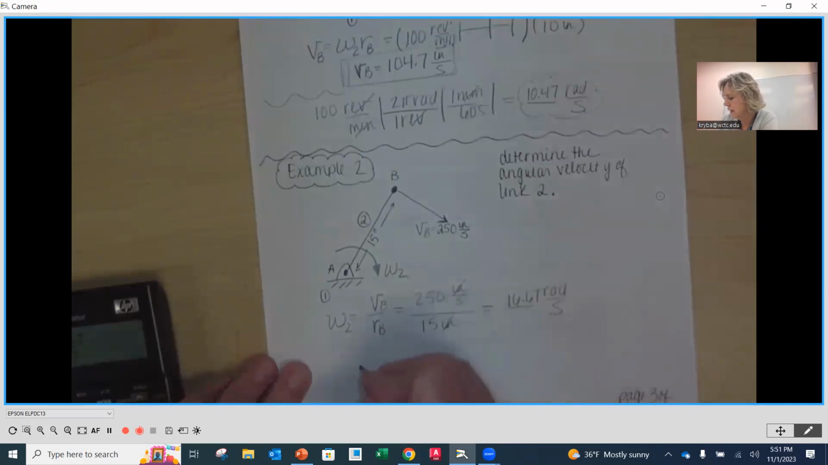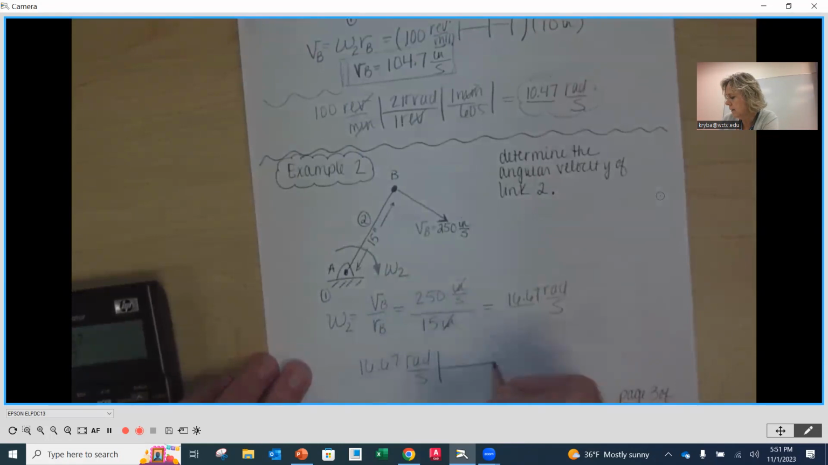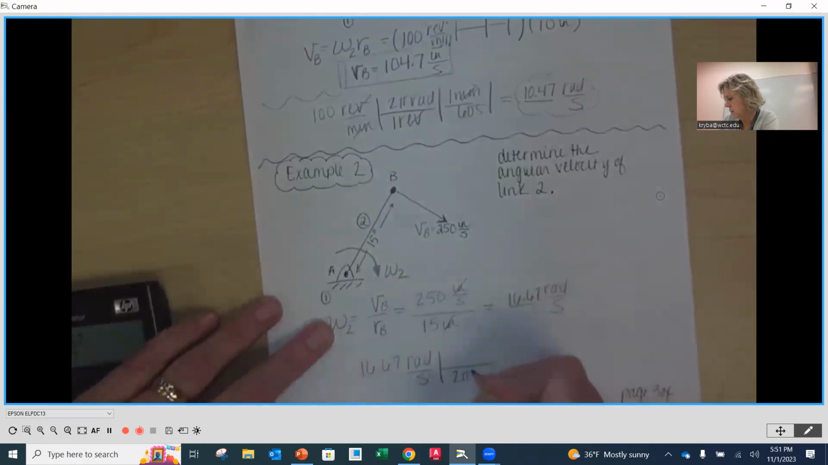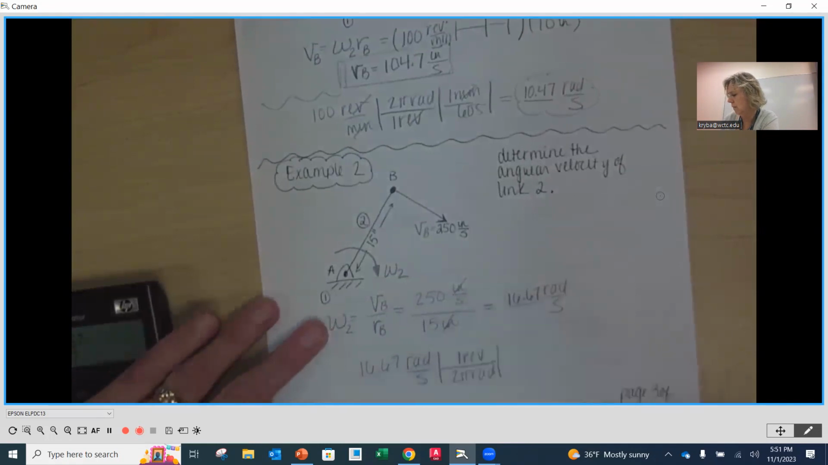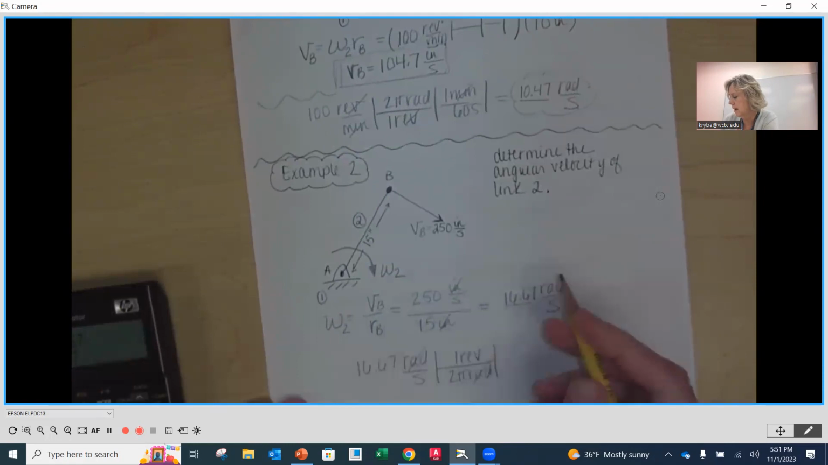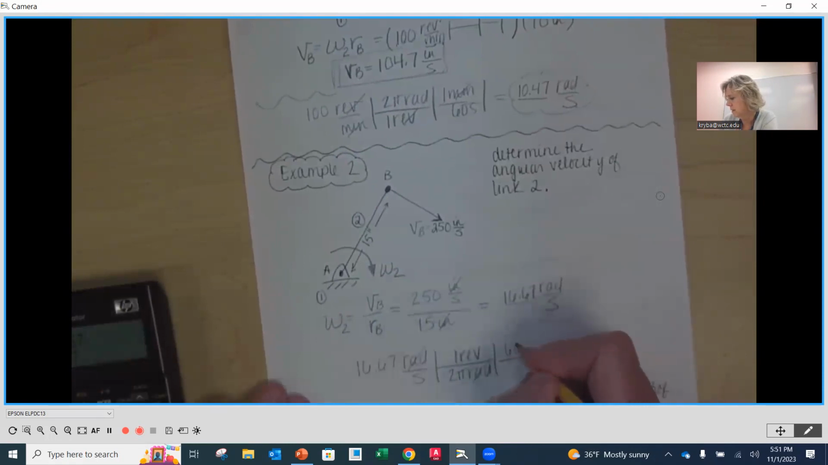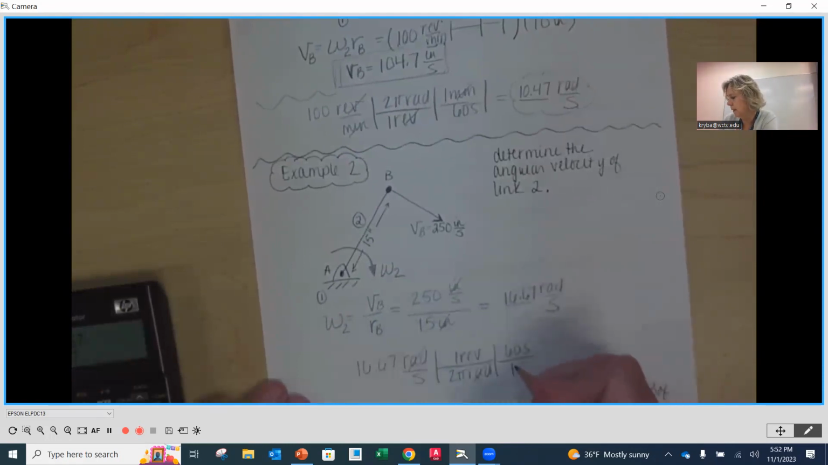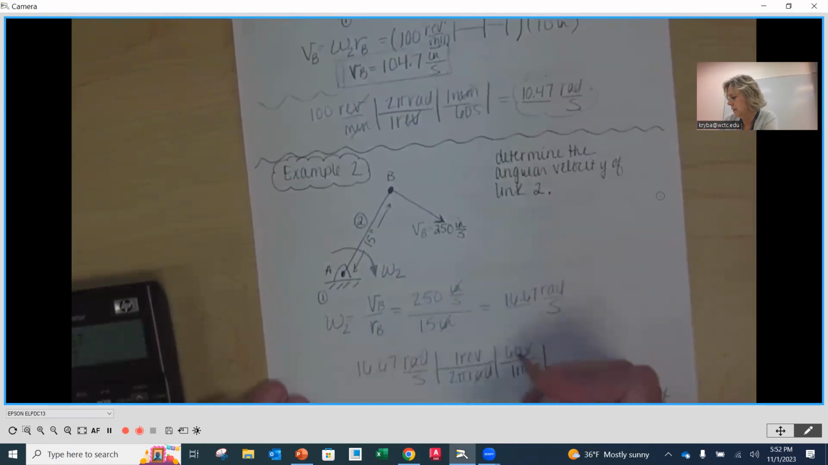So we're going to take that 16.67 radians per second, and then we're going to convert it. 2 pi radians, 1 revolution. Radians on the bottom this time, revolutions on top. And then we know that 60 seconds goes on top, 1 minute on the bottom. So we have revolutions per minute.